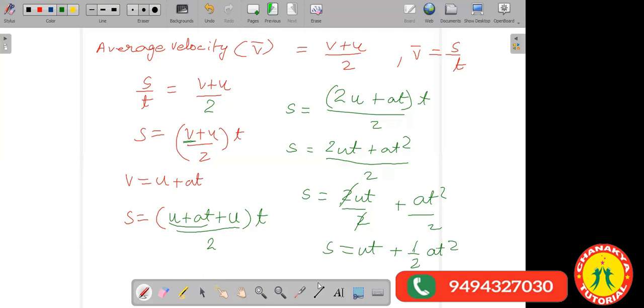Now this form is called the second equation of motion. We call this the second equation of motion. So do make a note of this formula, that displacement is equal to ut plus 1 by 2 at squared. Also you need to memorize this. So the first equation of motion was v equals u plus at. The second equation of motion is s equals ut plus 1 by 2 at squared.